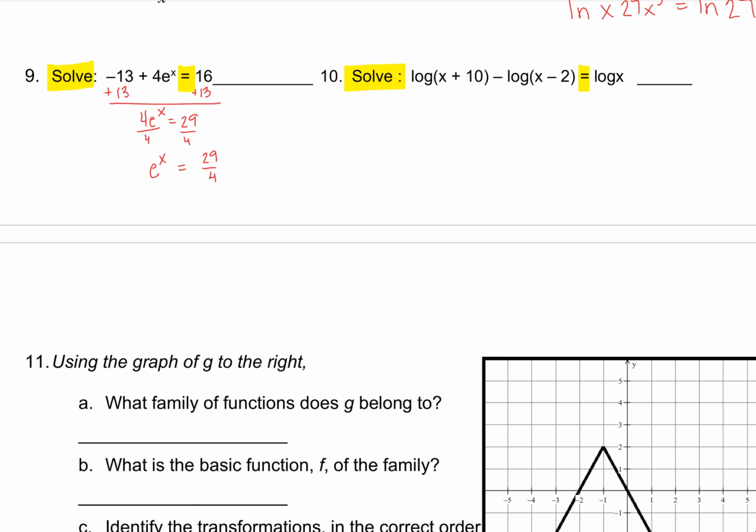To get rid of an e, I have to do the natural log. So in my calculator, I will put x equals ln 29 over 4. And whenever I round these, I know I'm going to round it to 3 decimal places. It's the best rule of thumb that you can have. So plug it into your calculator and you will get about 1.981.